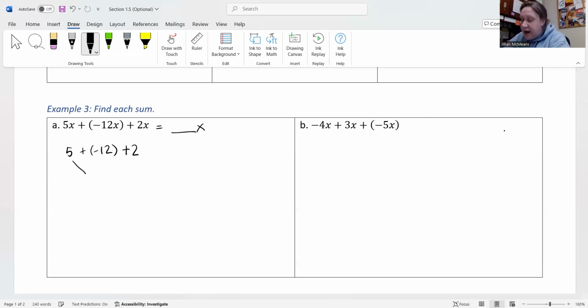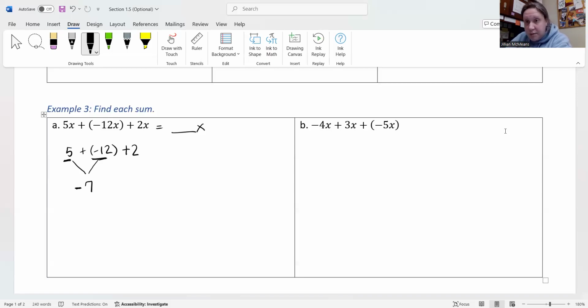So that means I'm going to add 5 and negative 12. Well, we're adding numbers with different signs. That means we subtract. So I want to take 12 minus 5, which is 7. But I have to determine if this is positive or negative. Do I have more positive or more negative? Well, I only have 5 positives, but I have 12 negatives. That means I have more negative. So this is going to be negative 7.